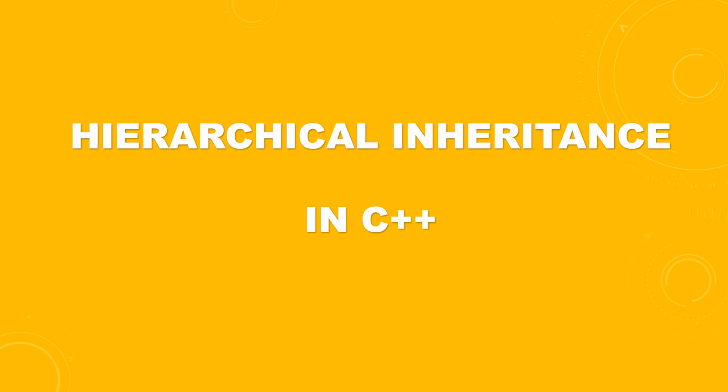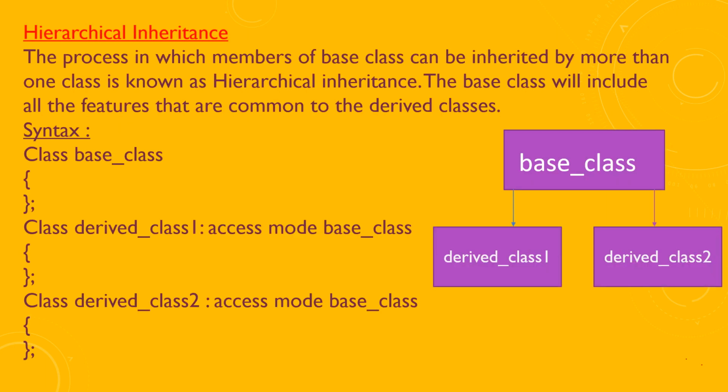Hello students, today we will see the topic hierarchical inheritance in C++. So in this inheritance we will see that it is the process where the members of a base class can be inherited by more than one class. And in this, the base class will include all the features that are common to the derived classes.